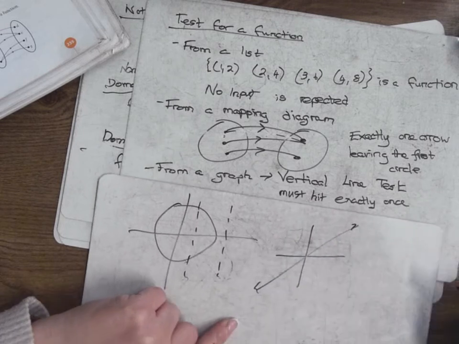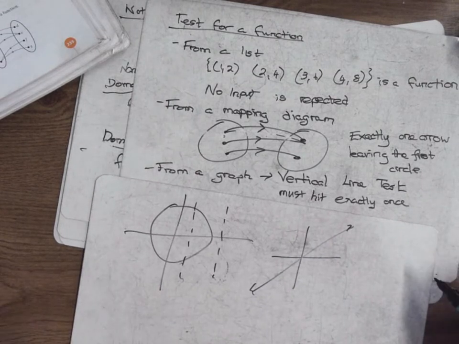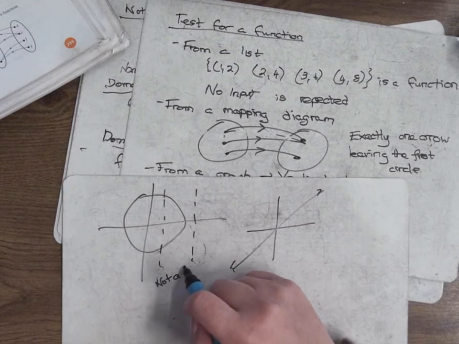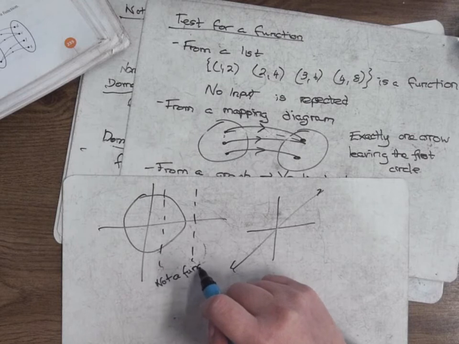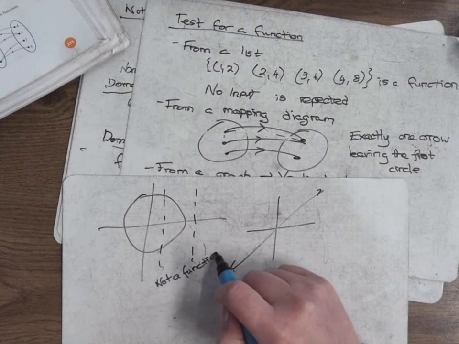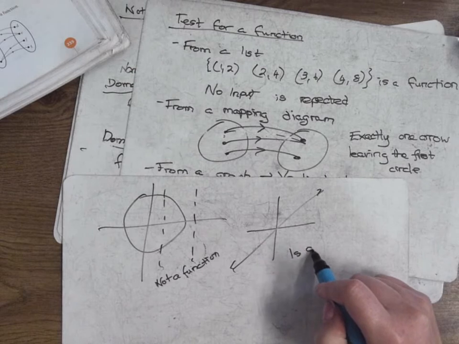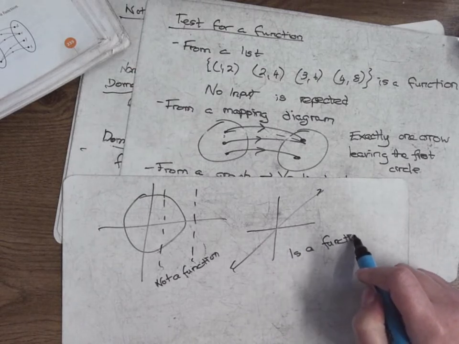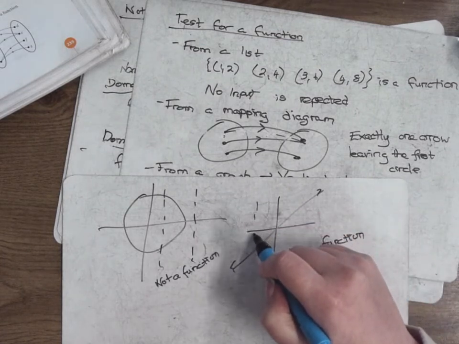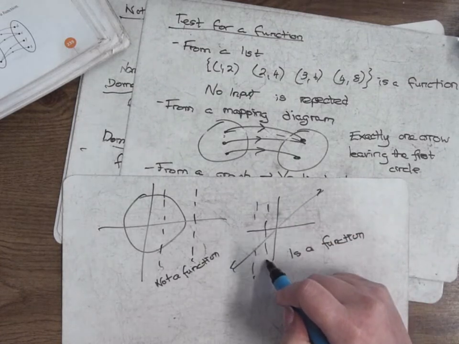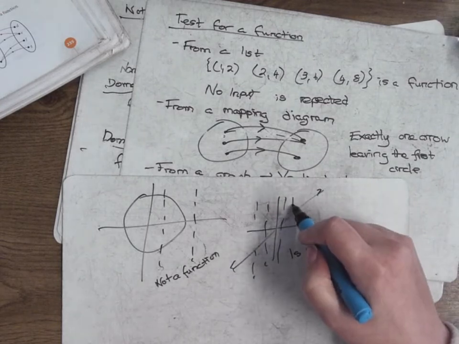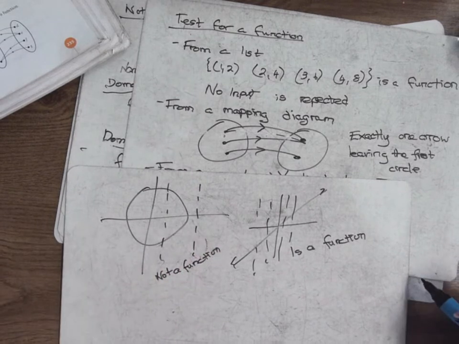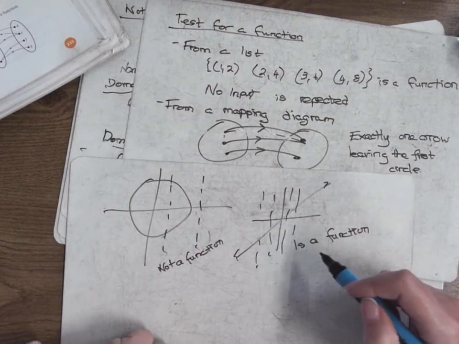Okay, is this a function? Is that a function? Doesn't matter where you draw the vertical line, so this is not a function. And this is a function, because it doesn't matter where you draw the vertical line, it's going to hit it exactly once, isn't it? Draw a vertical line anywhere at all. If it hits it more than once or not at all, it's not a function. And if it hits it exactly once, it is a function.